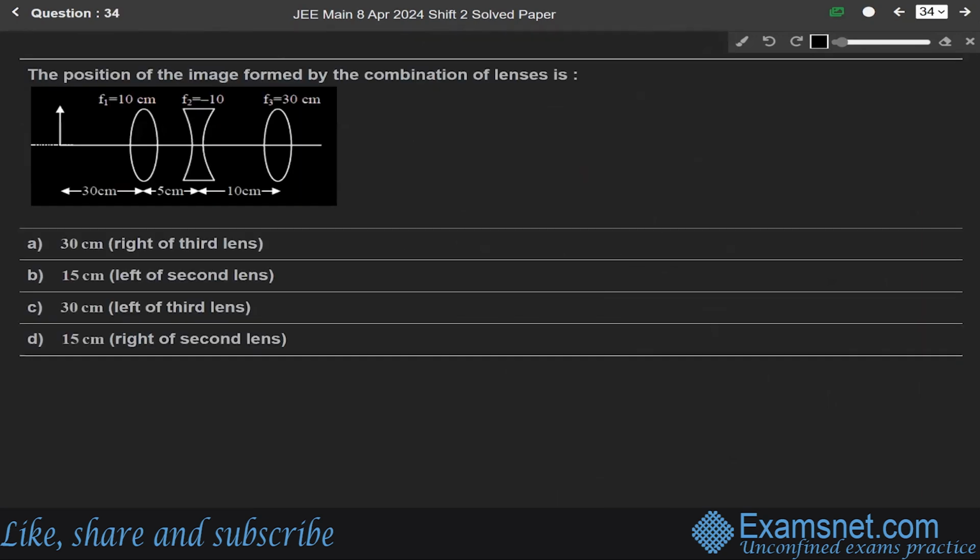Now next, question 34. The position of the image formed by the combination of lenses is, okay. First of all, this question is from the chapter of optics. In this question, we have to find the position of the image formed by all the three lenses. So let us start with the first lens.